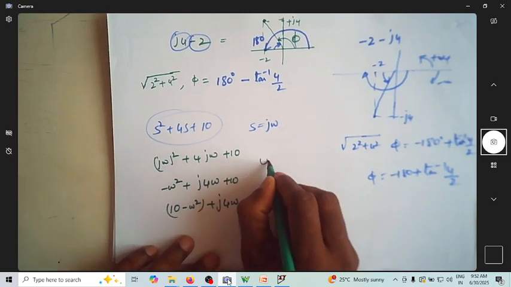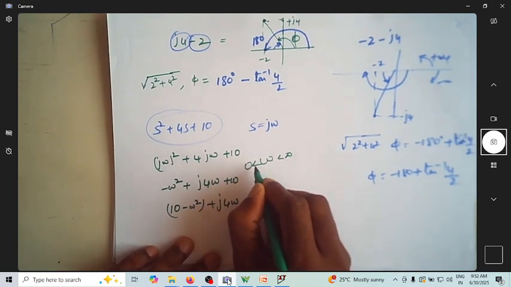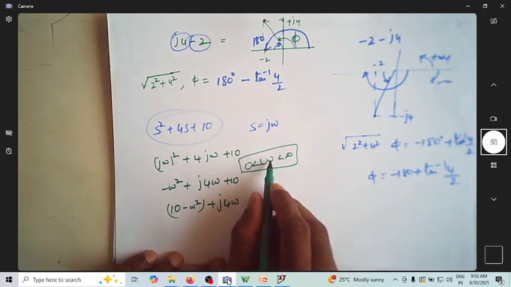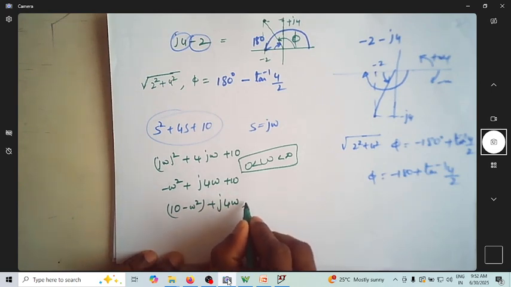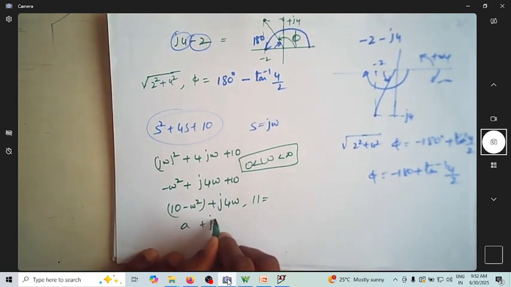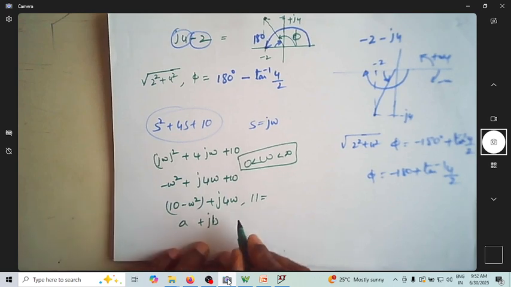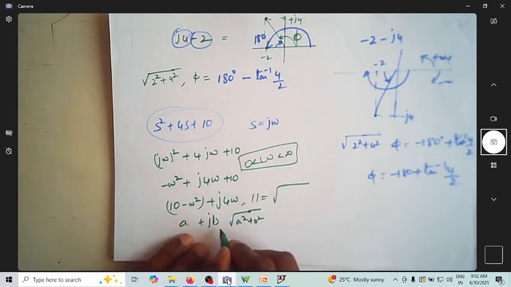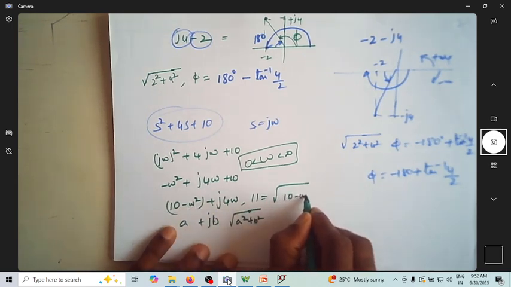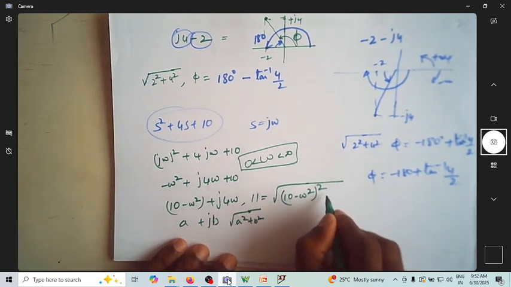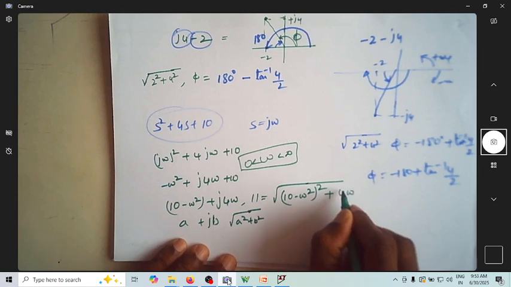Now omega ranges from 0 to infinity. What is the magnitude of this one? It is like a plus jb, and we know that for a plus jb the magnitude is the square root of a square plus b square. Here a is 10 minus omega square, so we have that squared, which is a square, plus b square, and b square is 4 omega whole square.